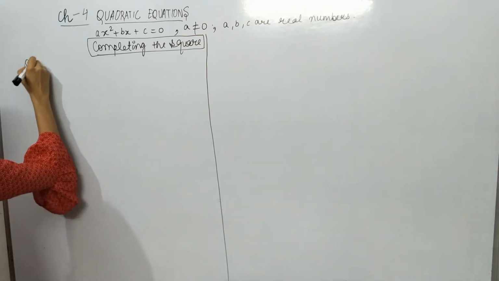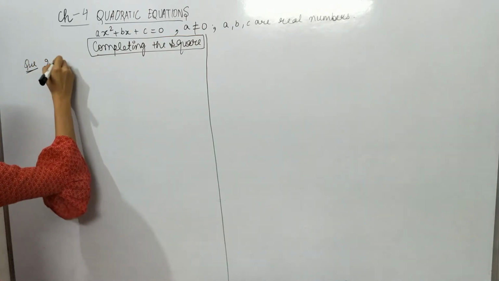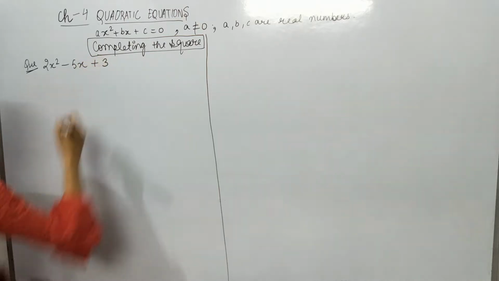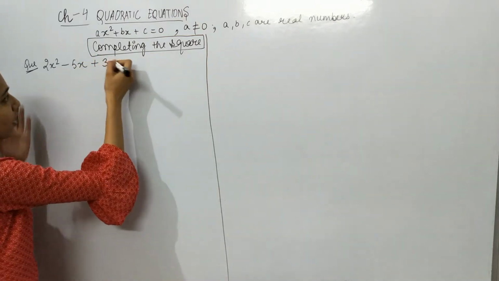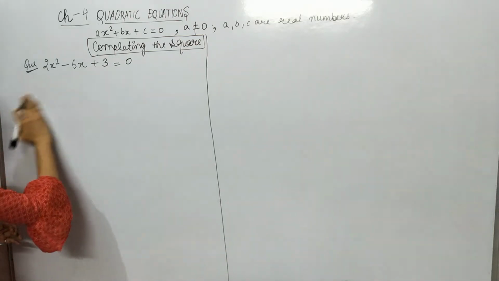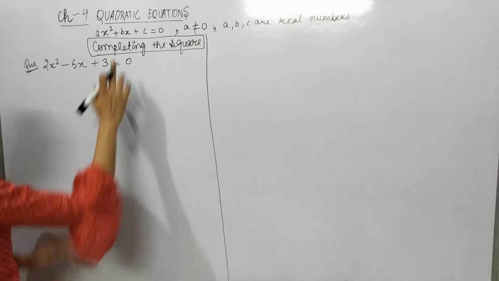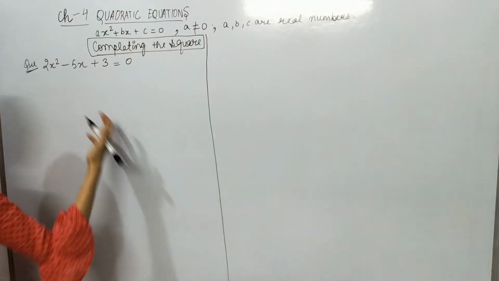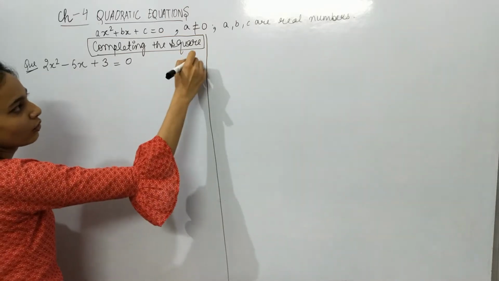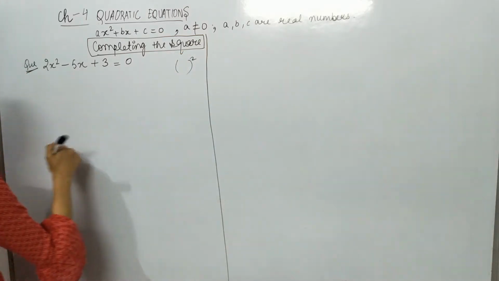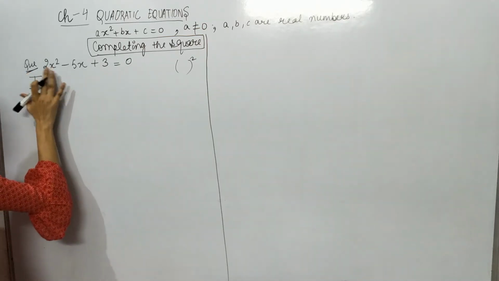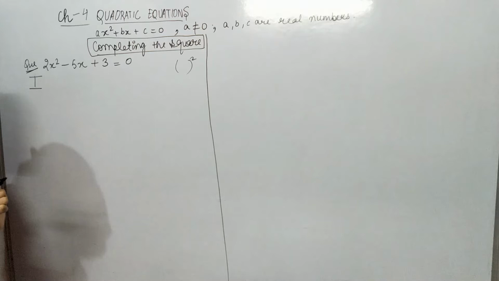Suppose a quadratic equation is given to you: 2x square minus 5x plus 3 equal to 0. Let us take this quadratic equation. This is not a polynomial, this is an equation. So this is a quadratic equation. Now we have to find its roots by the completing the square method. Completing the square means you have to make this side some number whole square. So the first step to do this is you have to make the coefficient of x square 1.